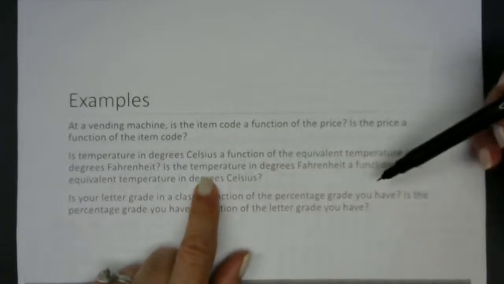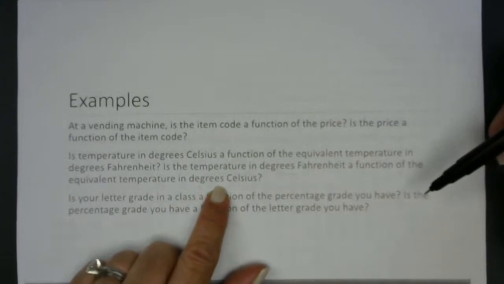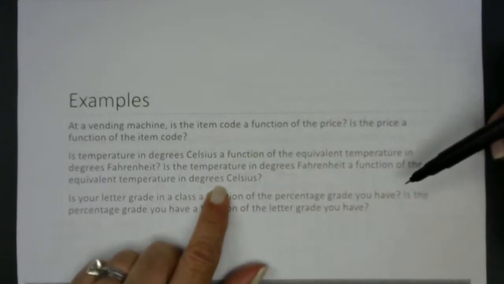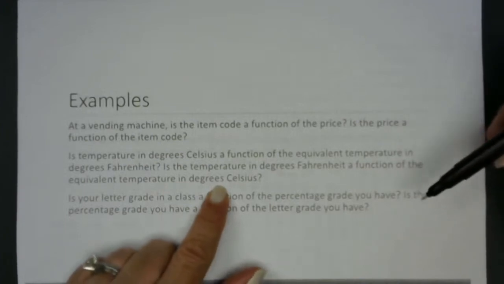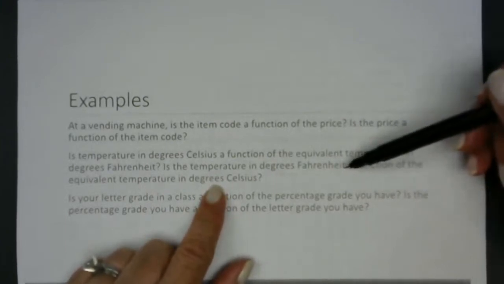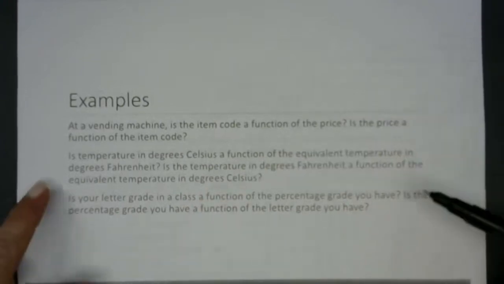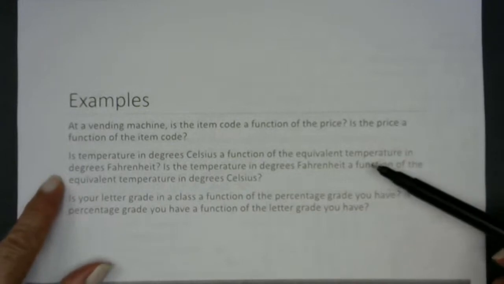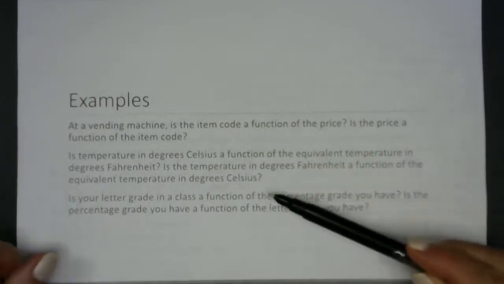Is temperature in degrees Fahrenheit a function of the equivalent temperature in degrees Celsius? Yeah, I say it is. We can convert one way to the other, but if it's 10 degrees Celsius, it's not going to be two different degrees Fahrenheit. It'll be some specific degree Fahrenheit. If it's 70 degrees Fahrenheit, it's going to be some specific temperature in Celsius. So we could say that degrees Celsius is a function of degrees Fahrenheit, and also that degrees Fahrenheit is a function of degrees Celsius.